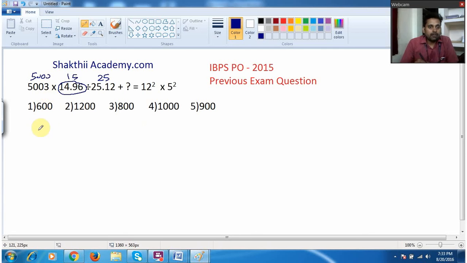Now what I do is I will write here: 5000 multiplied by 15, then division by 25, which is equal to 12 square into 5 square. Now let me take the left hand side.